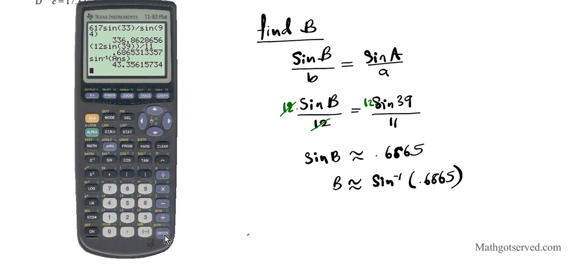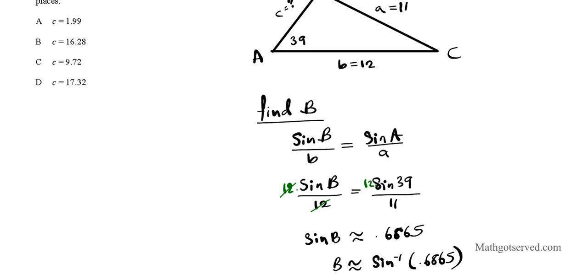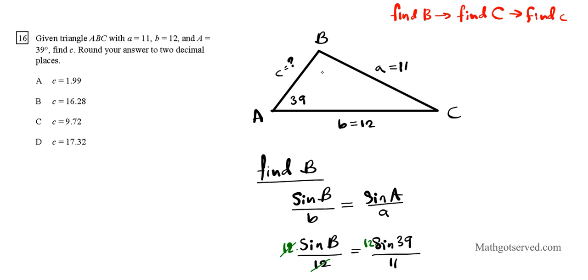Answer is 43.3562. All right, so let's write that down. Big B is approximately 43.3562 degrees. Now we're done with the first step. Now let's put that into our diagram so we know where we're at. 43.3562. Now we can use the triangle angle sum theorem to find C.